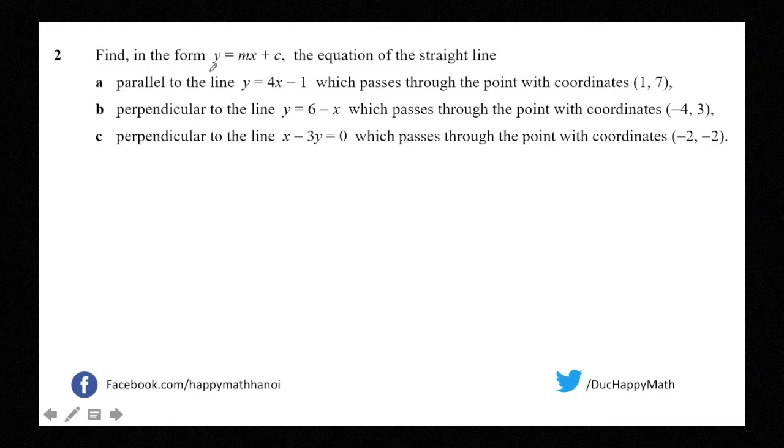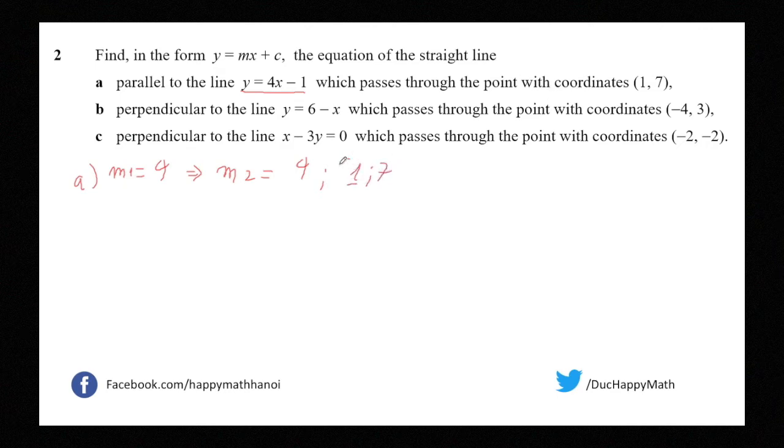Find the equation of the straight line in the form y = mx + c. Question A: parallel to the line y = 4x - 1 which passes through the point with coordinates (1, 7). From this line, we get m1 = 4. The two lines are parallel, so m2 is also 4. And this straight line passes through the point (1, 7).